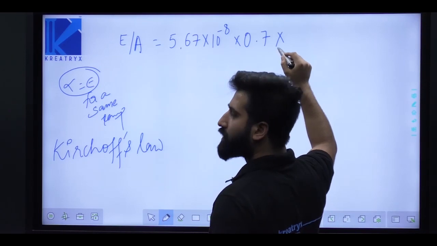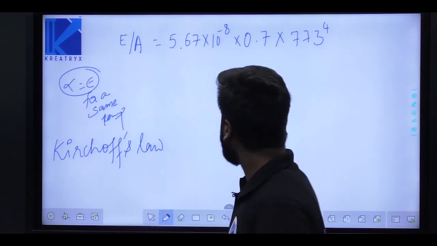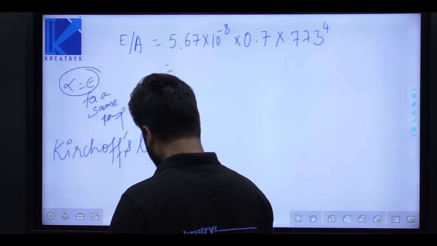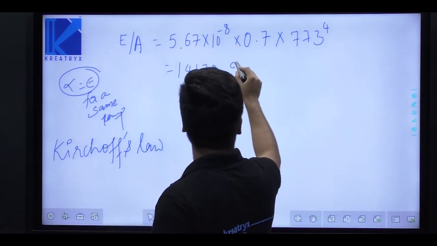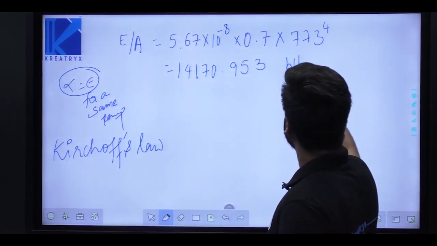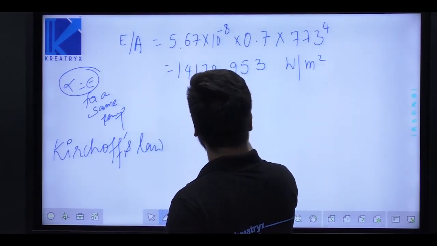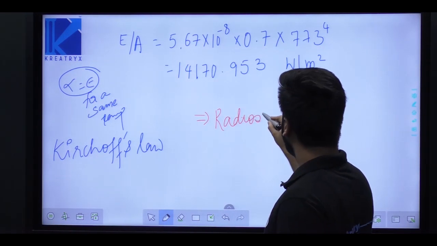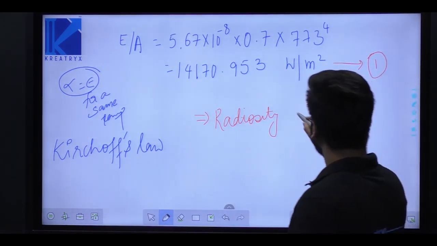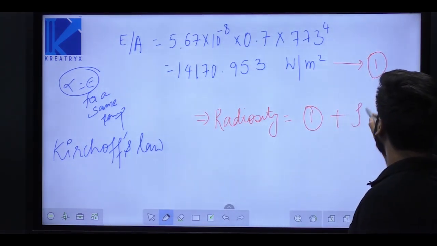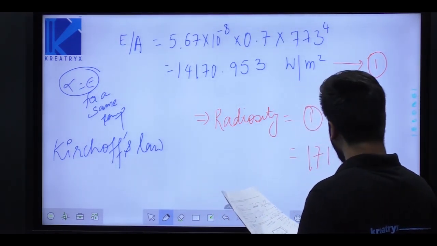And T is 773, 773 raised to the power 4. You have to put the temperature in Kelvin only. This will be equal to 14170.953 watt per meter square. So total radiosity will be this emissive power plus rho G, which is 3000. So the final answer is 17170.953 watt per meter square.